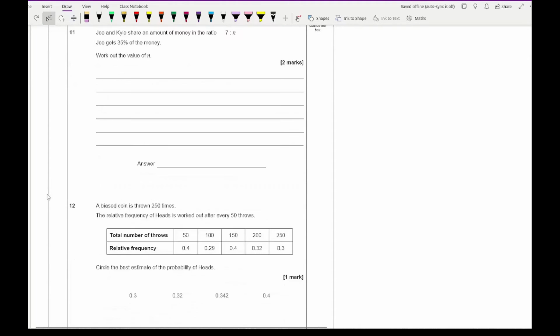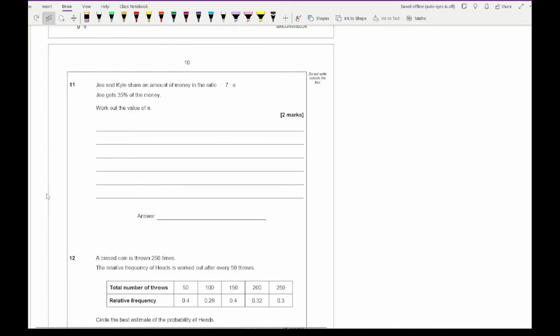Now looking at question 11, it says that Joe and Kyle share the amounts of money in the ratio of 7 to n, and Joe gets 35% of the money. So this one is relatively quite simple if you can write down and start the question correctly. So here we've got Joe and Kyle, and it's 7 to n. Now it says that Joe gets 35%, which means Kyle must get 65%. If I then simplify this ratio of 35 to 65, we get 7 to 13. So therefore n must equal 13.